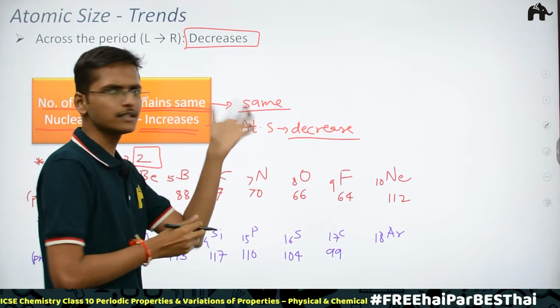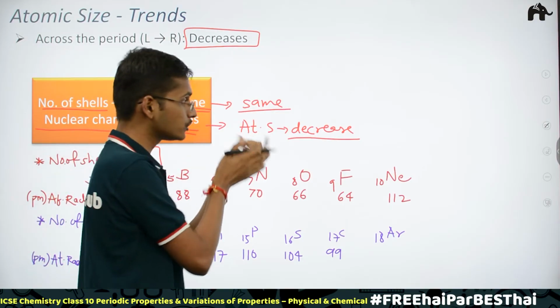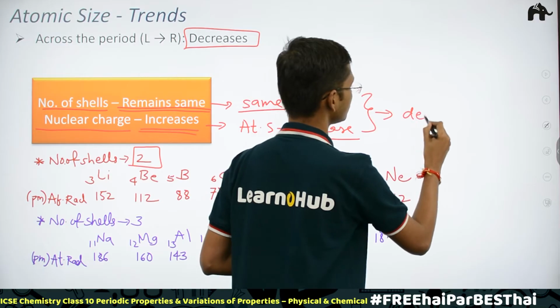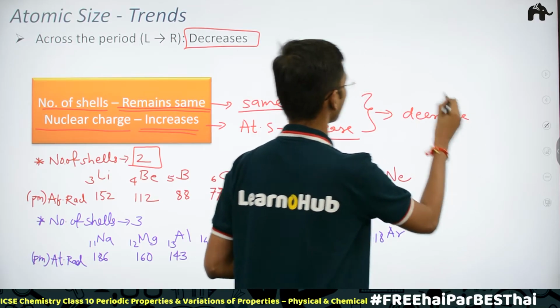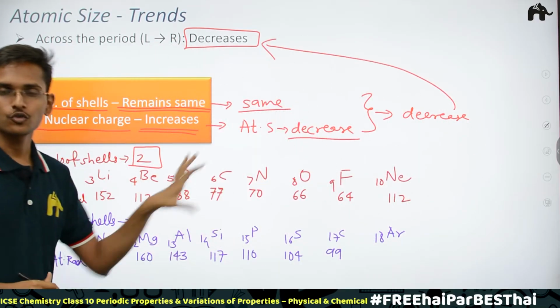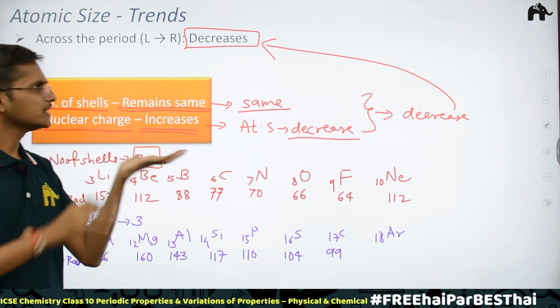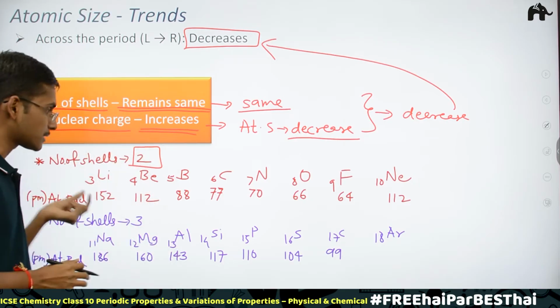Now, according to this factor, atomic size is remaining the same, but according to this factor, it is decreasing. So the cumulative effect, or net effect, would be a decrease in the atomic size. Okay. So now I hope you have understood this. Now, let's check this with the experimental data as well.